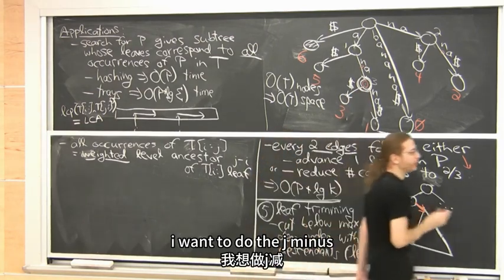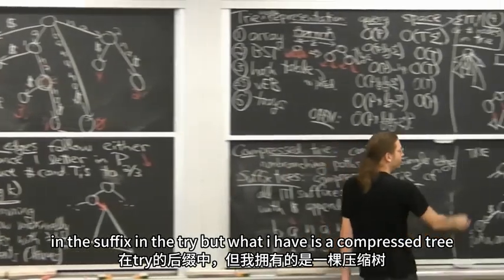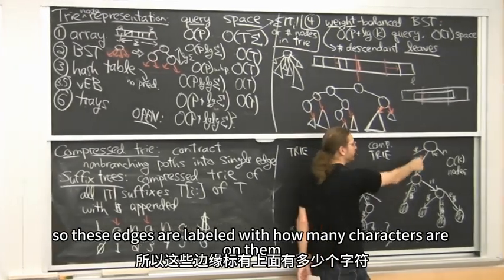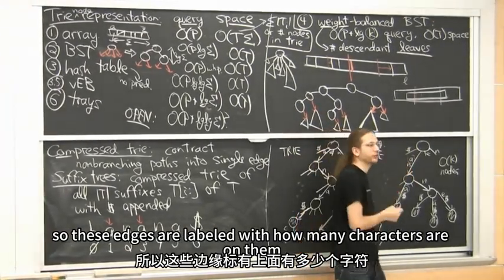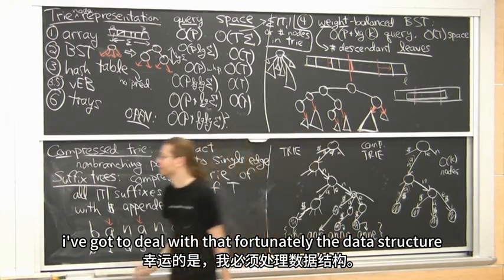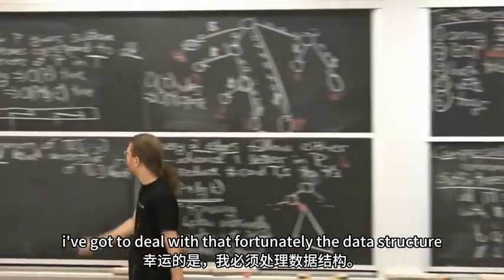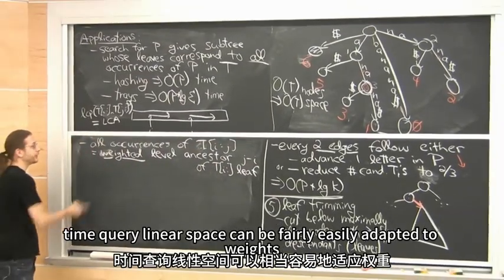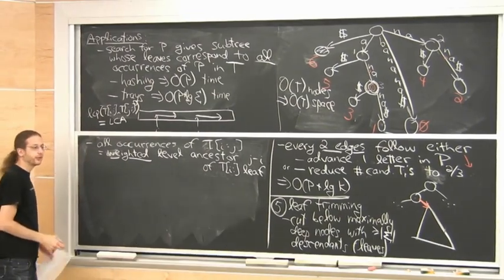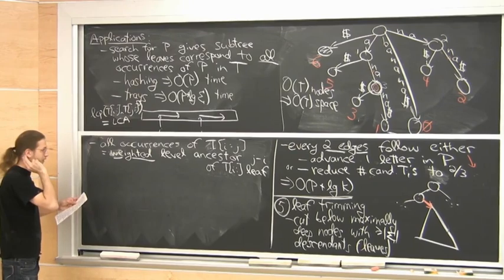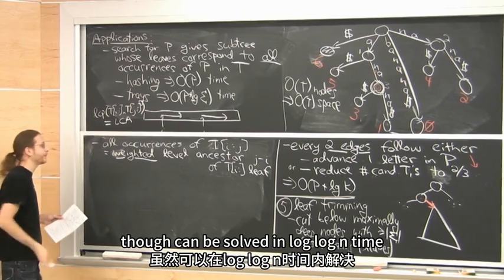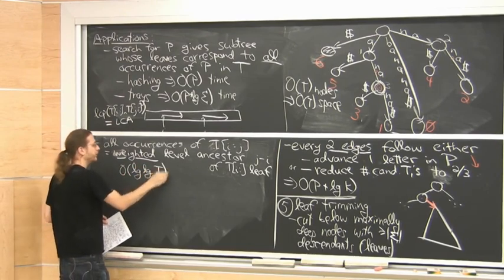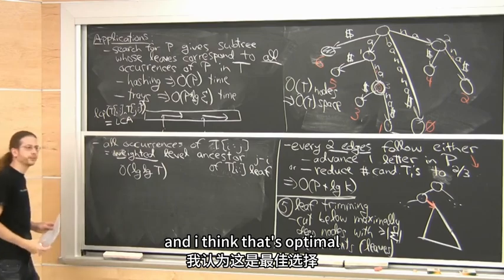I want to do the j minus ith ancestor in the trie, but what I have is a compressed tree. And so these edges are labeled with how many characters are on them. And I've got to deal with that. Fortunately, the data structure we gave for level ancestor, which was constant time query and linear space, can be fairly easily adapted to weights. Not quite in constant time, though. It can be solved in log n time.